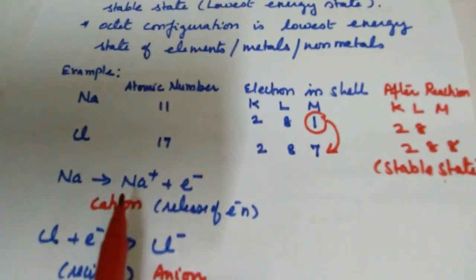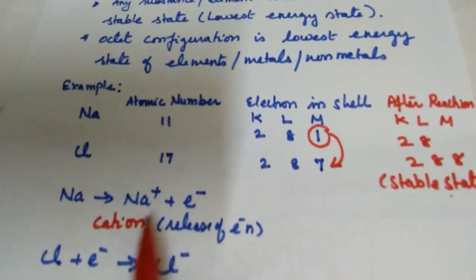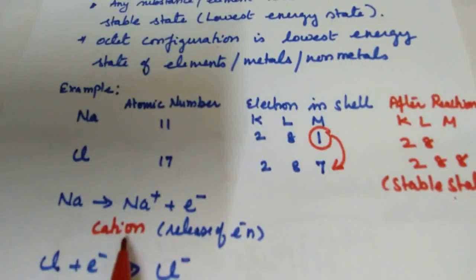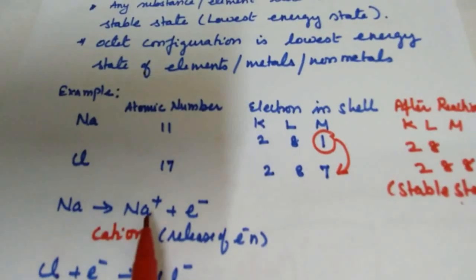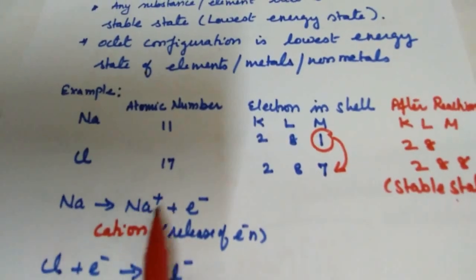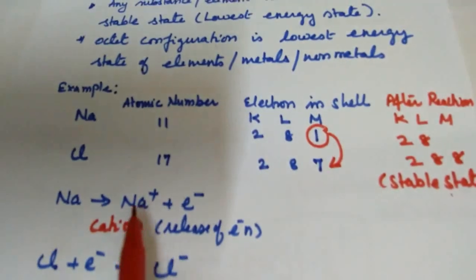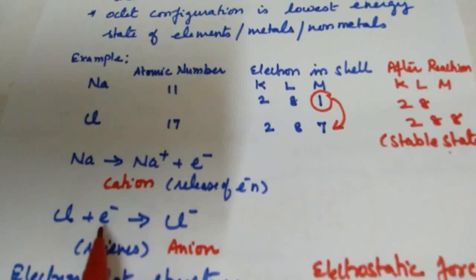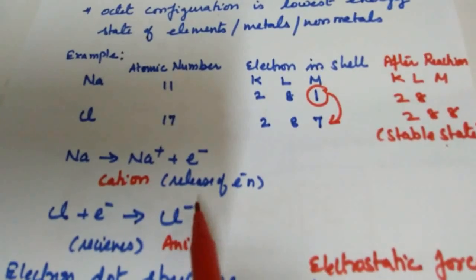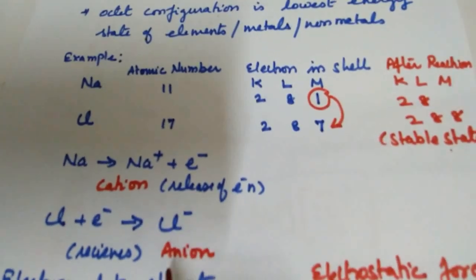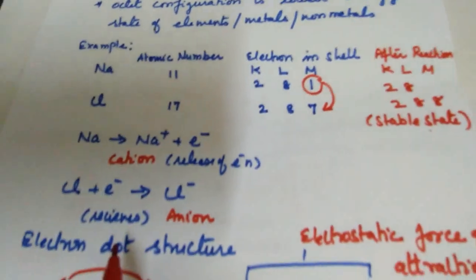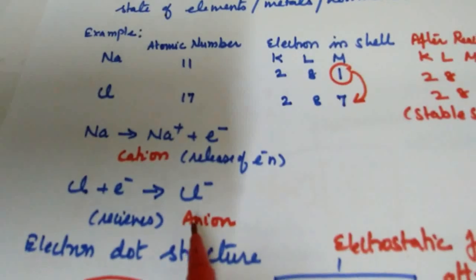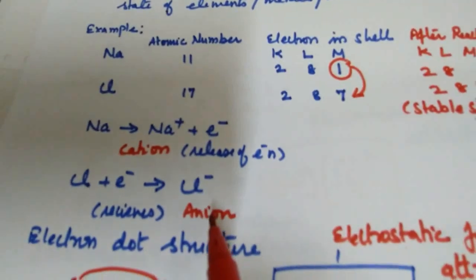Since sodium is losing 1 electron, it forms the sodium ion, Na plus ion. It is called a cation. Any element which carries a positive charge is called a cation. Then chlorine takes up 1 electron and forms the chloride ion, which is an anion. It receives the electron. Here the electron is released, here the electron is received; one is giving, another one is receiving.